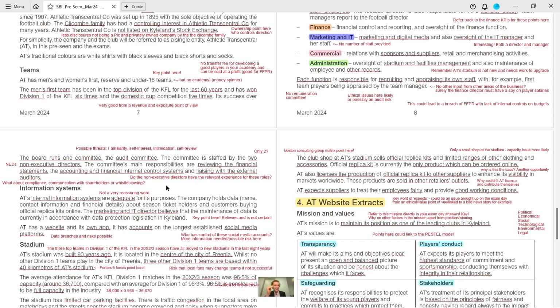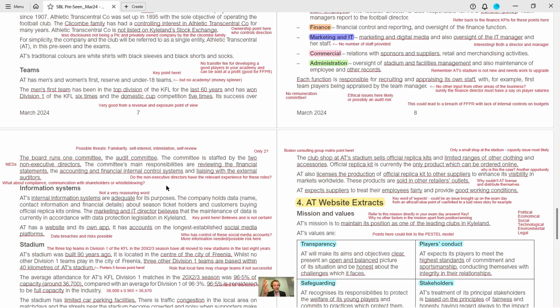Anything to do with systems, internal controls, IT failures, breaches of data, and they even tell you the company holds names, contact information, financial details, season ticket holders. What if there was a data breach? They are very topical to talk about on there. The marketing and IT director, so this is not the manager, this is the director, believes that the maintenance of the data is currently in accordance with data protection legislation in Ireland. Again, the key word there for your notes is believes. We've had adequate and believes. It does not tell me that there's high assurance here or that there are systems in place that are robust on there.